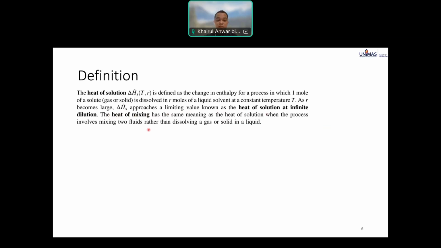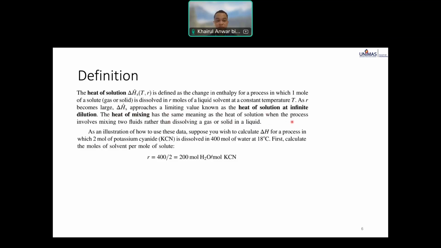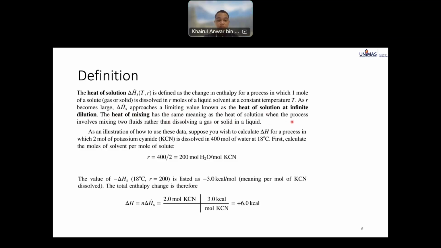The heat of mixing has the same meaning as the heat of solution when the process involves mixing two fluids rather than dissolving a gas or solid in a liquid. As an illustration of how to use this data, suppose you wish to calculate delta H for a process in which 2 moles of potassium cyanide is dissolved in 400 moles of water.